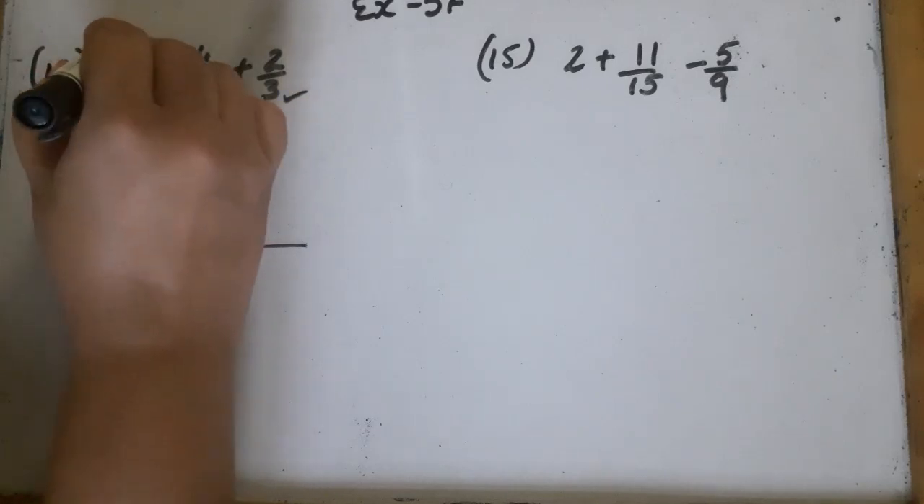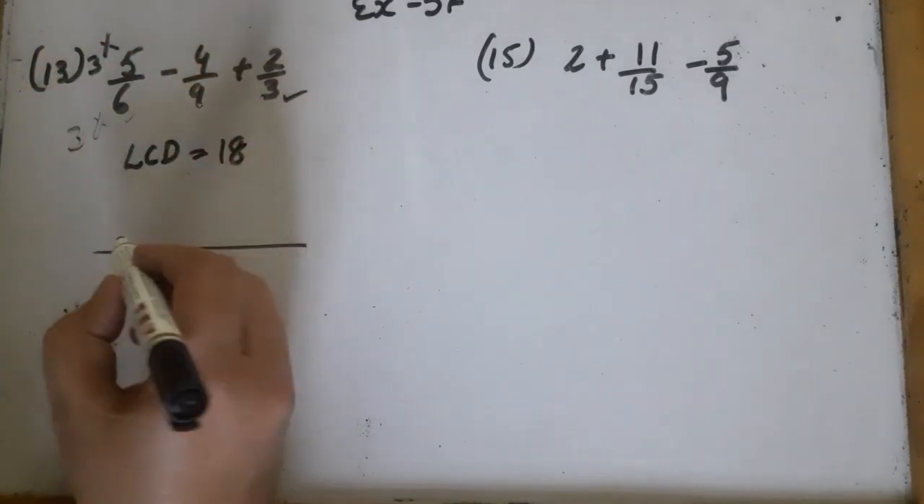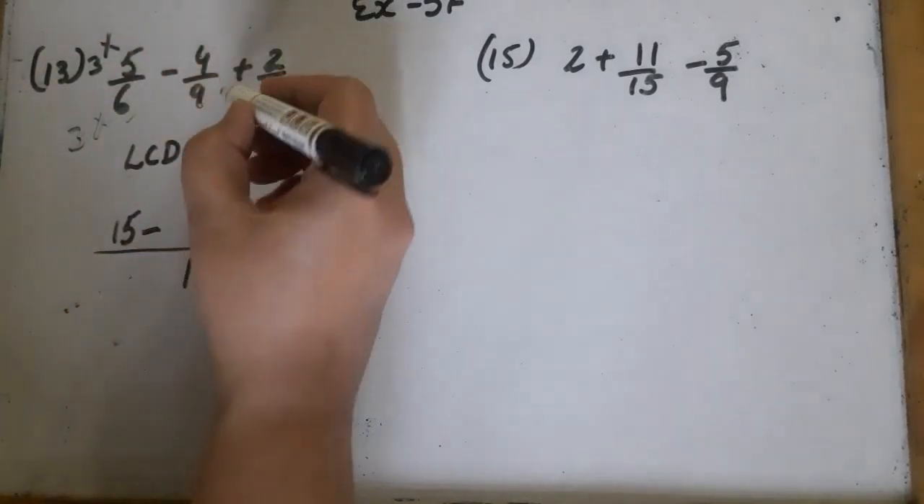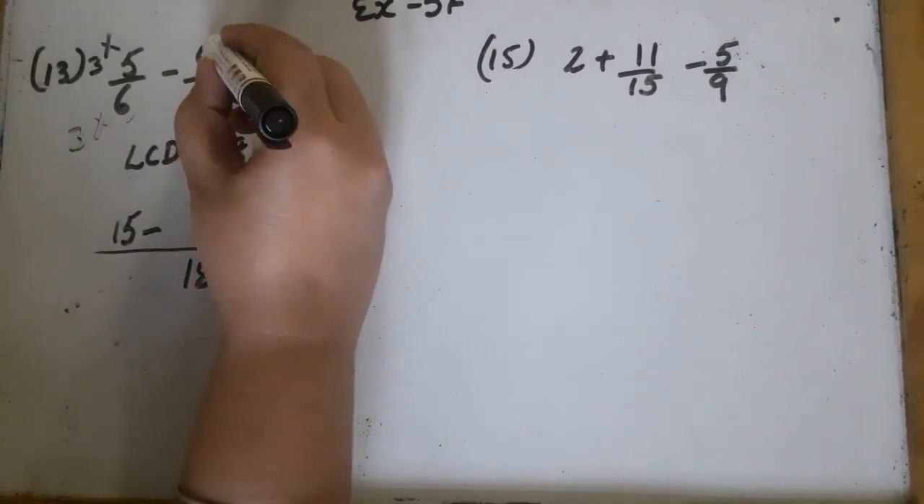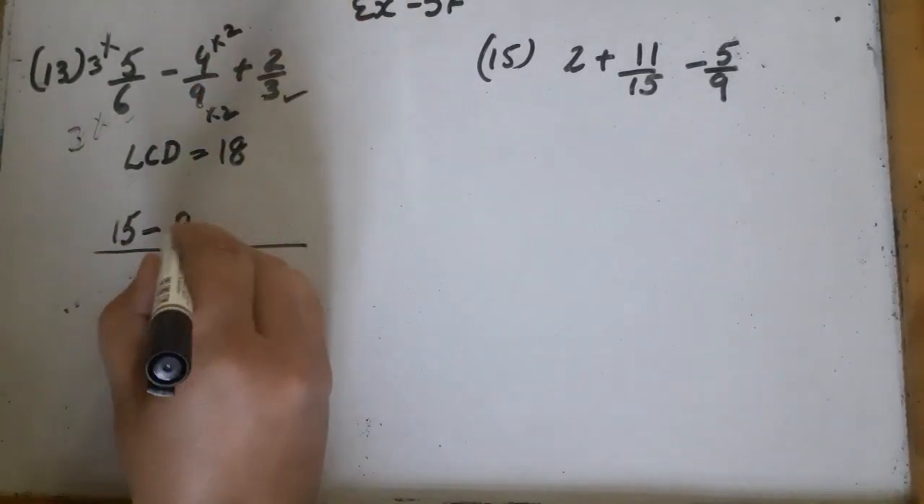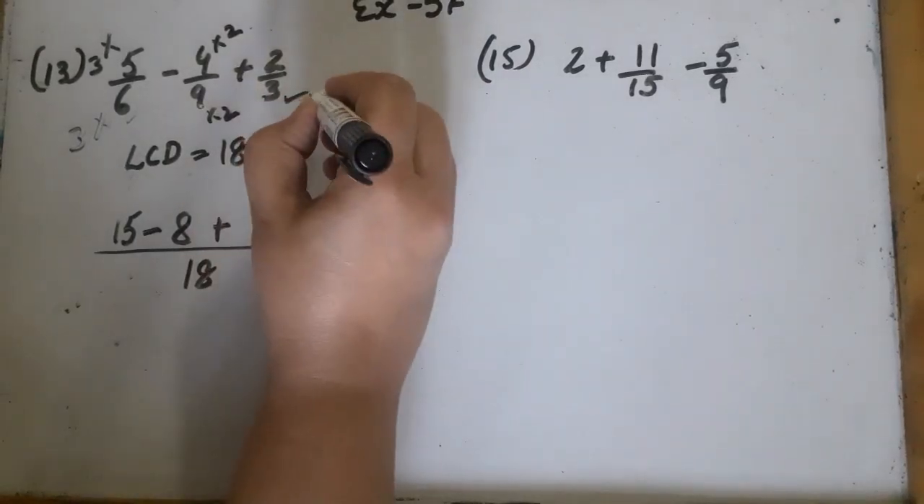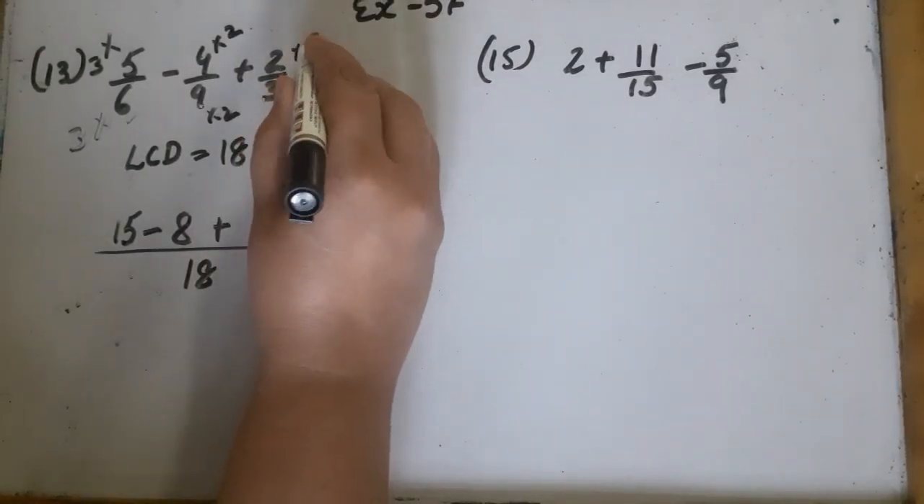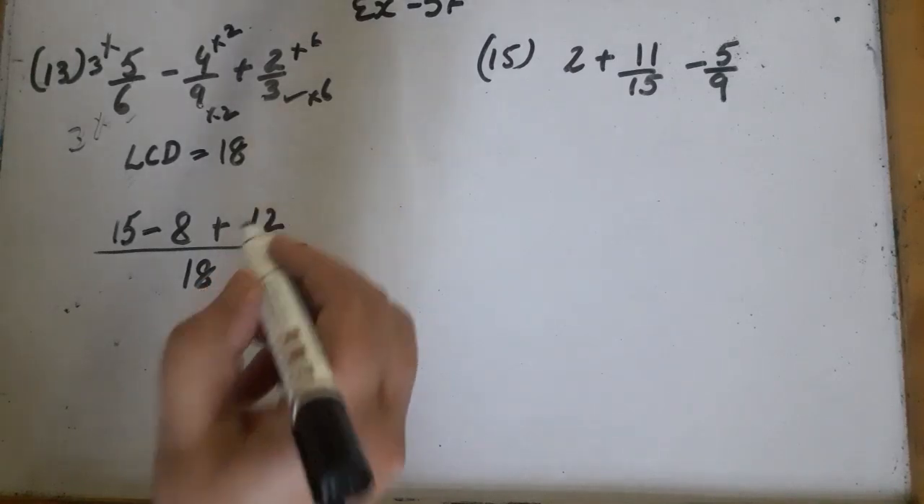So it means 5 also I'll multiply with 3. 5 3s are 15. Now 9 2s is 18, so 4 also I'll multiply with 2. 4 2s are 8. Now 3 6s is 18, so it means 2 also I'll multiply with 6 and I'll get 12.